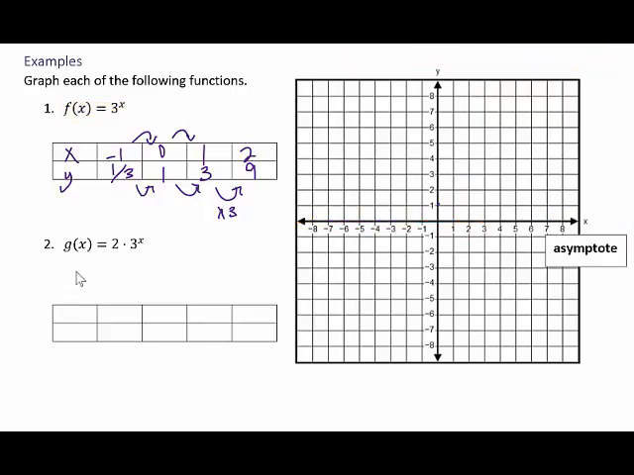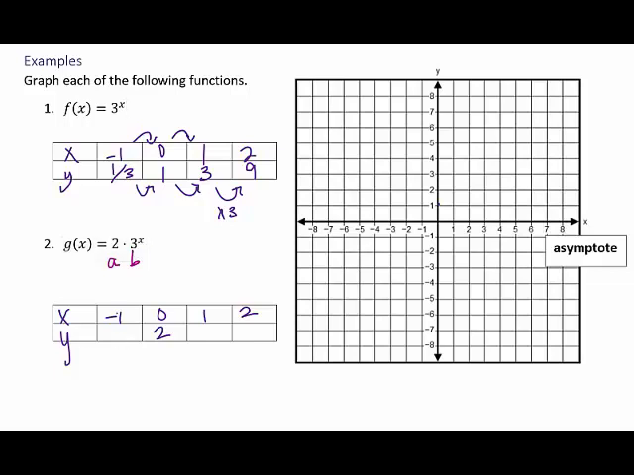Now let's try to graph g(x), which is 2 times 3 to the x. So we'll make our table of values. I'll also select the same x's: -1, 0, 1, and 2. This time we see that a is 2 and b is 3. So the y-intercept, I can tell just from the formula, is 2. And the growth factor is 3.